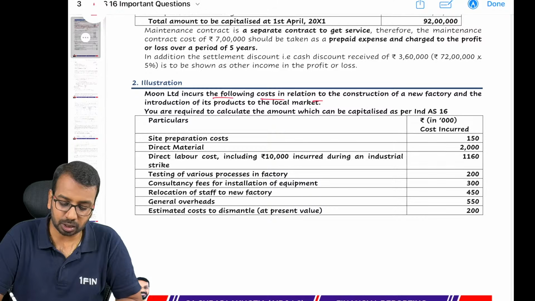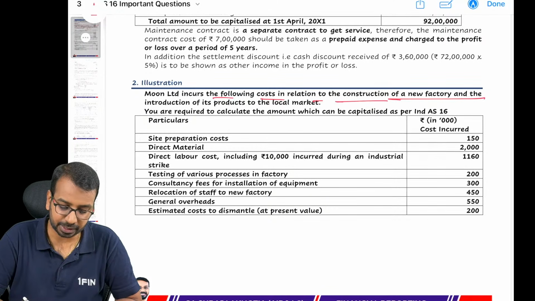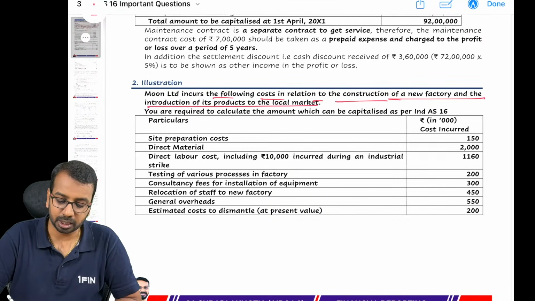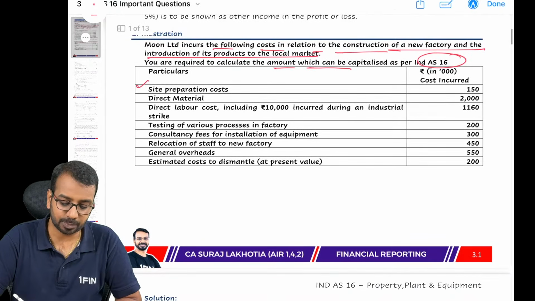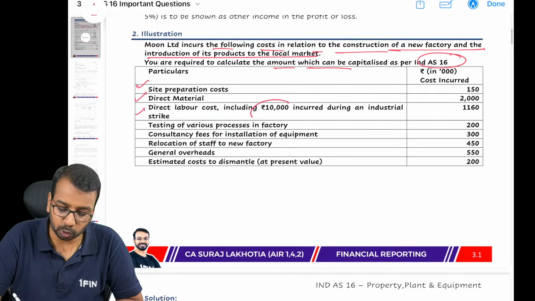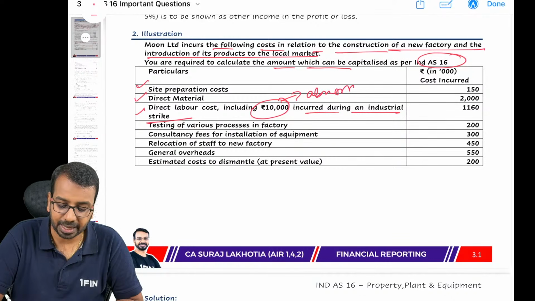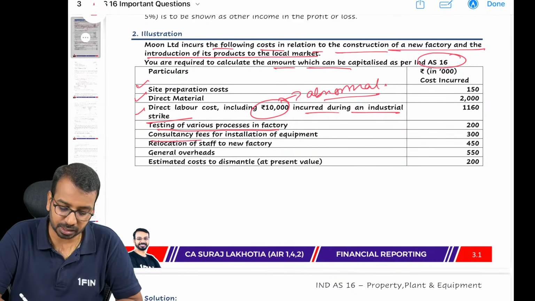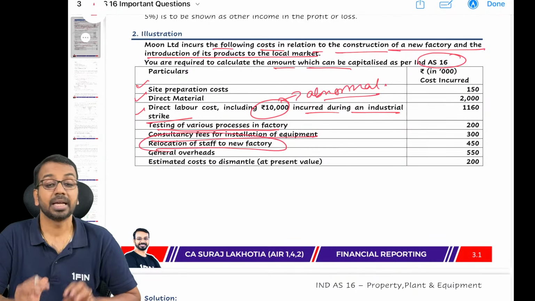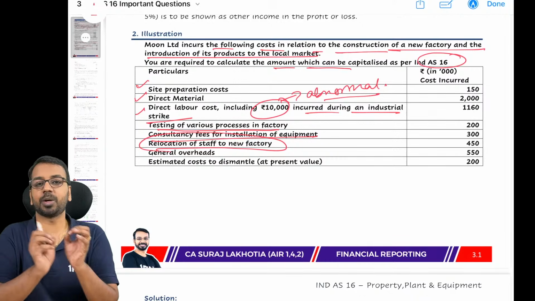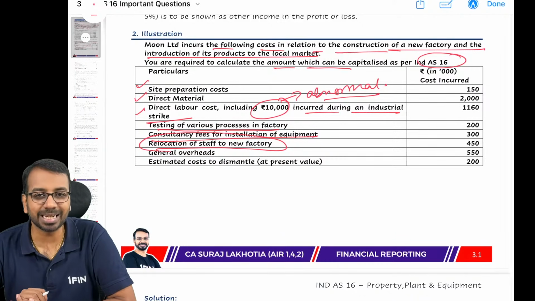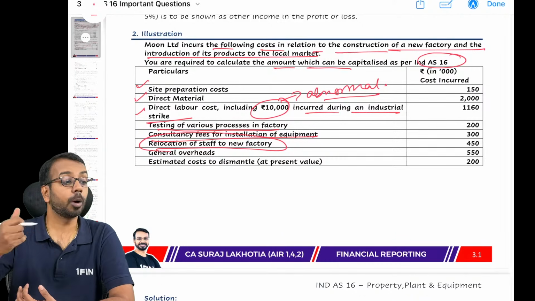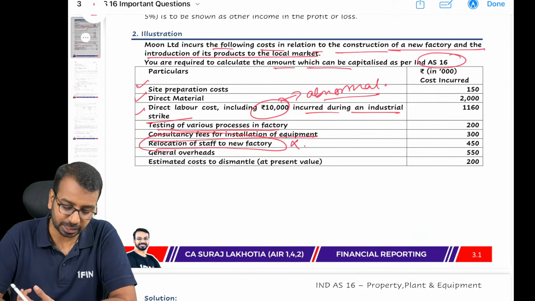Moon Limited incurs the following cost in relation to construction of a factory and introduction of product to the market. You are required to calculate the amount as per Ind AS 16 for capitalization. Site preparation, material, labor, including 10,000 incurred during an industrial strike. This is what? Abnormal. Any abnormal loss we will exclude. Testing of various processes, consultancy fee, relocation of staff. If I am moving staff from one location to another location, that does not add any value to the factory. That is for operational purposes. So this will be excluded.